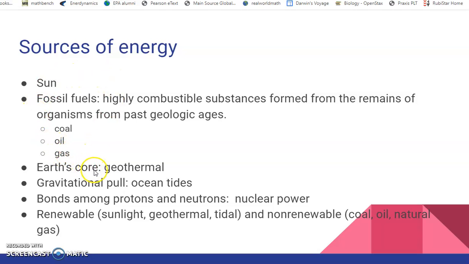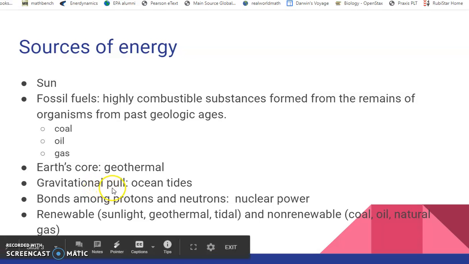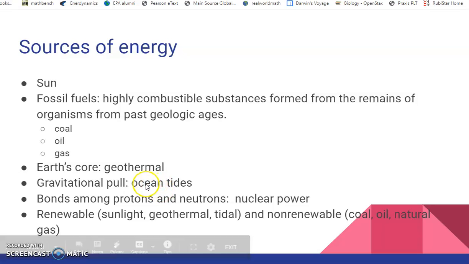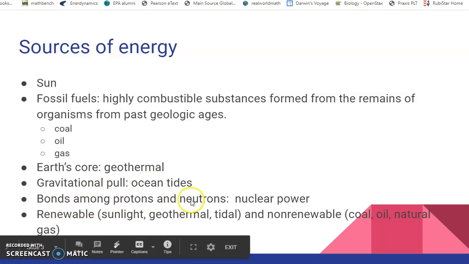There are some other sources we're going to get to in later chapters. So there is some energy that comes from the Earth's core, and we can get geothermal energy from that. There's energy from the gravitational pull, and that can be the ocean tides, between the moon and the Earth. Bonds among protons and neutrons give us our nuclear power.